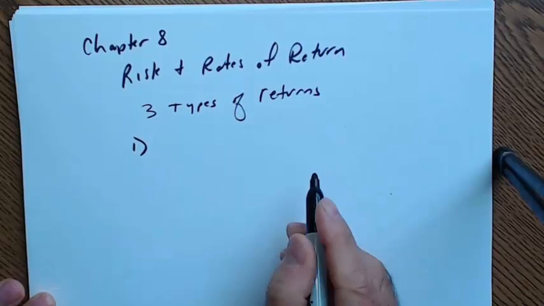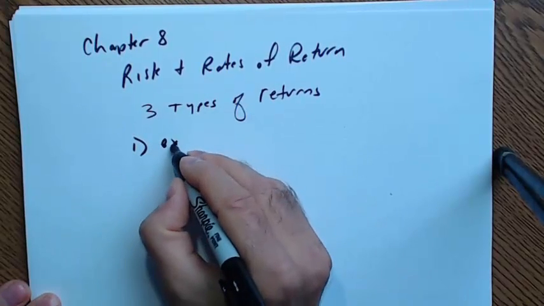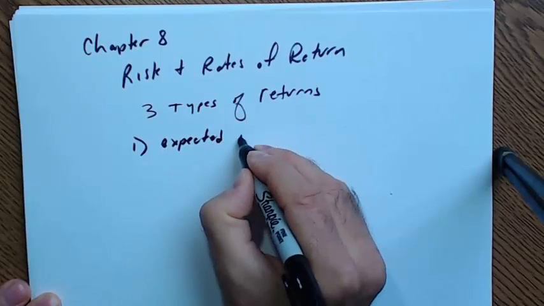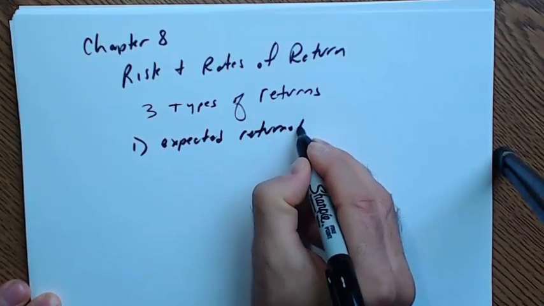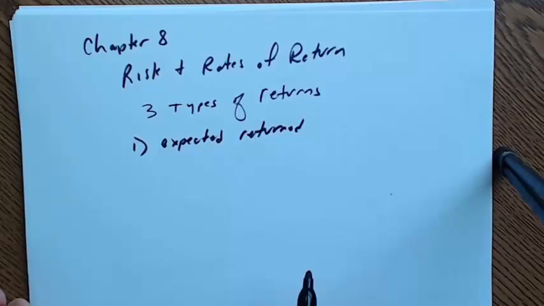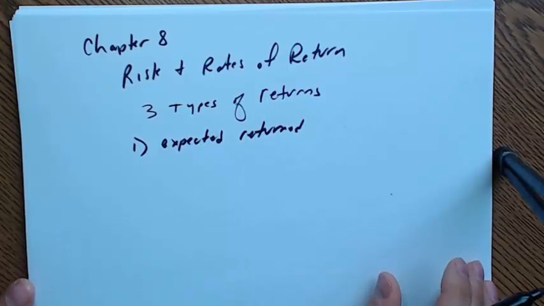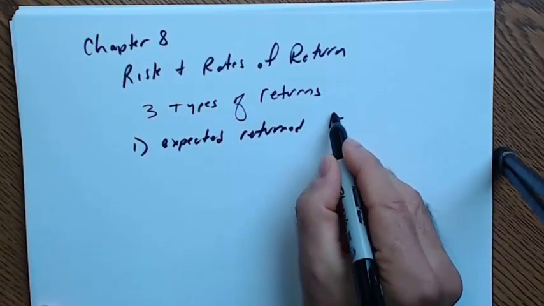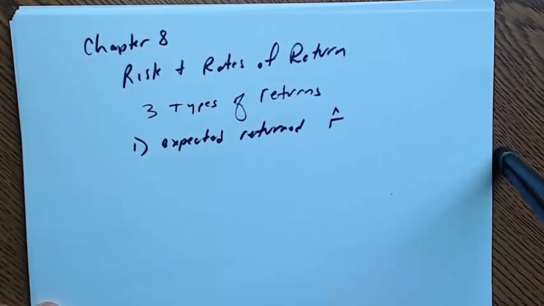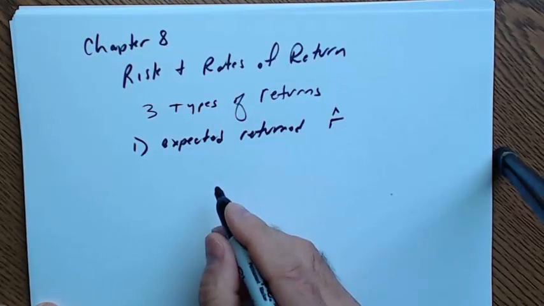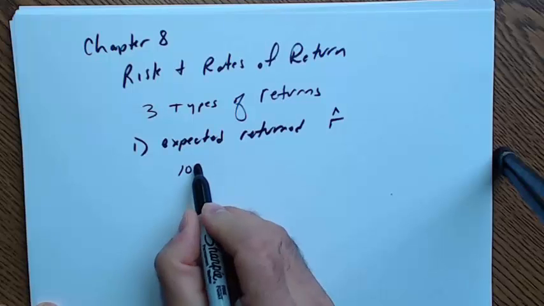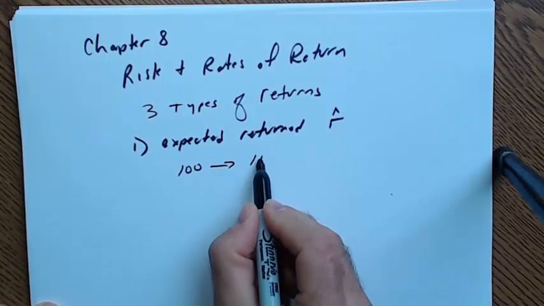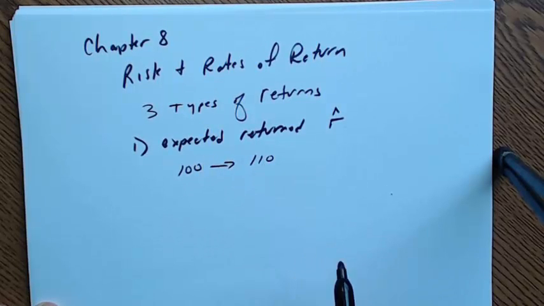The first type of return that's out there is an expected return. An expected return is the return that you expect to get on a stock. You don't know what it's going to be yet, but you expect it. You're anticipating it. That's going to be denoted as R hat in the textbook. And an example would be, let's say you buy Apple stock at 100 and you expect the stock 1 year from now to be 110.